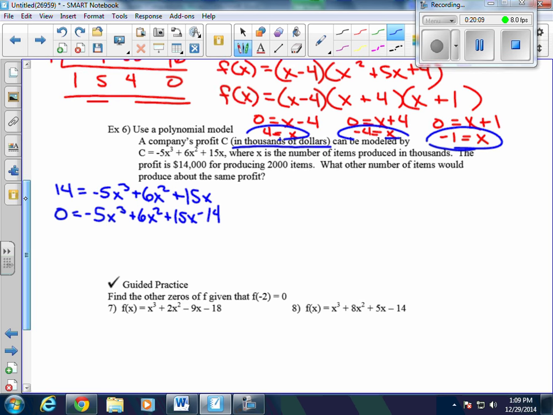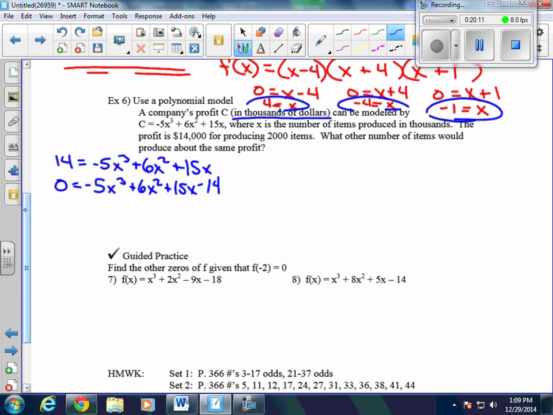So from here, we're going to use our synthetic division. So we're going to say negative 5, 6, 15, negative 14. And they tell us that 2,000 items is one of the solutions. So that means I'm going to put a 2 over here, because once again, we're in thousands of dollars. So 2,000 items, we have to divide by 1,000, we get 2.